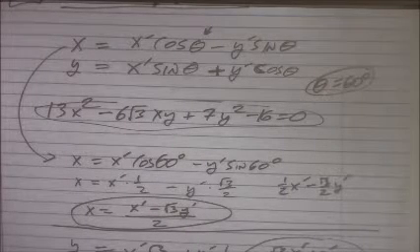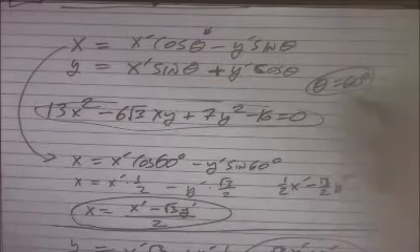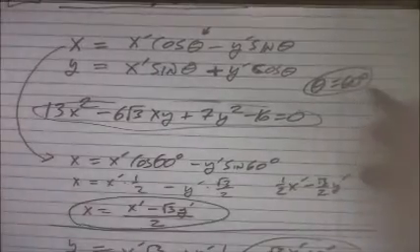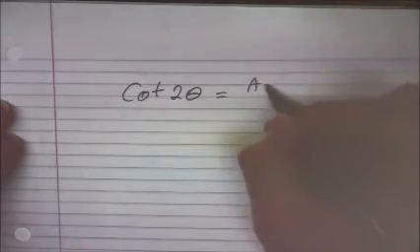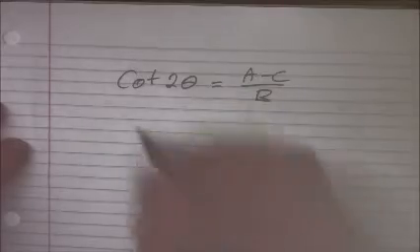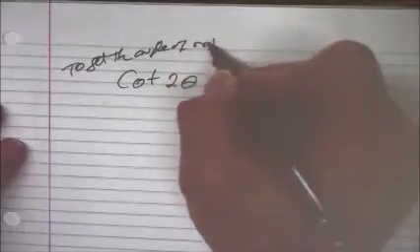When you're not given the angle, like here, we have to know how to figure it out. So if we do it as this one, cotangent 2 theta is equal to A minus C over B. That's how you figure out the angle, to get the angle of rotation.